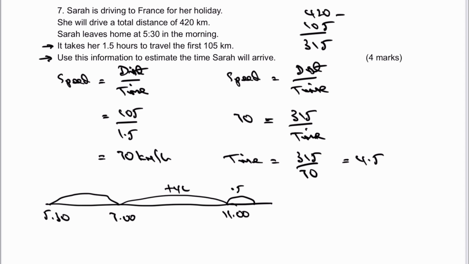So if I put 0.5 of an hour, that's going to take her through to 11:30. So the estimation of the time that she's going to arrive at her new destination will be 11:30 a.m. Now that's assuming that she travels at 70 kilometers per hour all the way. Okay, hopefully that's all right for you.